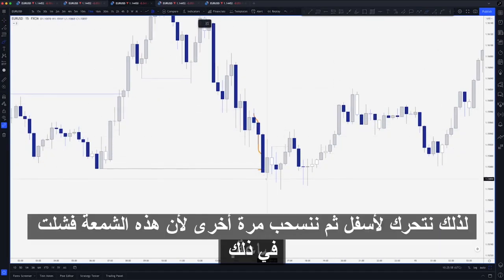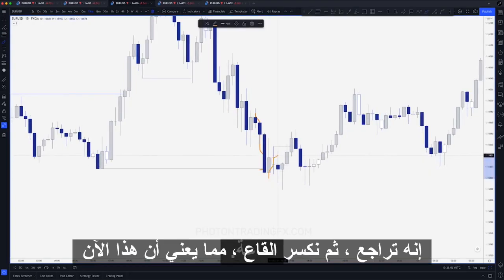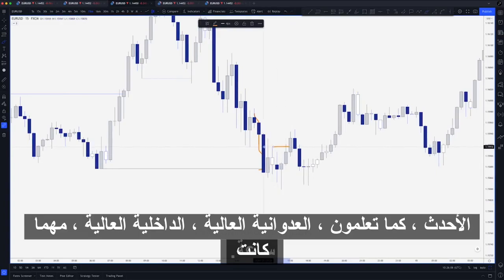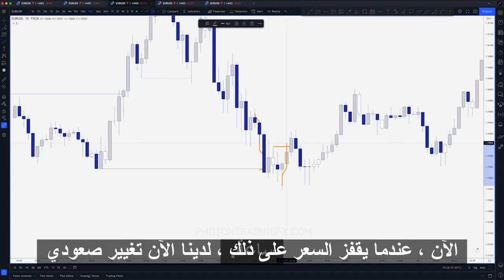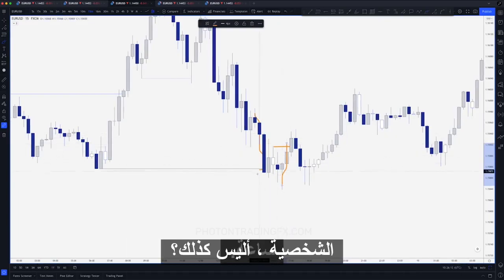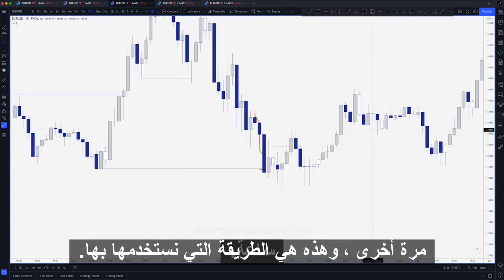So we move down, and then we pull back up because this candle fails to break the candle's low, right? So it's a pullback. Then we break the low, which means that this is now our most recent aggressive high, internal high, whatever you want to call it. So now when price wicks that, we have a bullish change of character, right? And that now signals that we're probably going to get that pullback, okay? And that's how we use it.